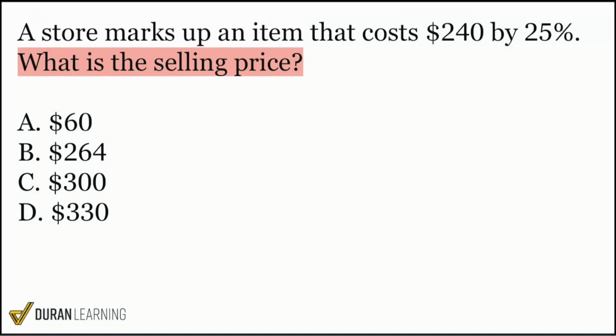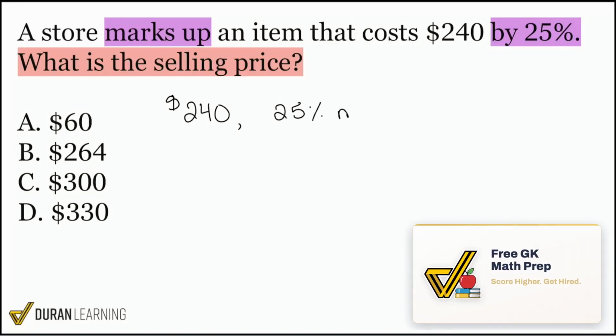So a store marks up an item that costs $240 by 25%. Okay, so everybody, riddle me this. If we have this item that costs $240 and we are marking it up, as they say here, marking it up by 25%, what does that 25% really represent? What does that 25% represent? Yeah, it represents a markup.